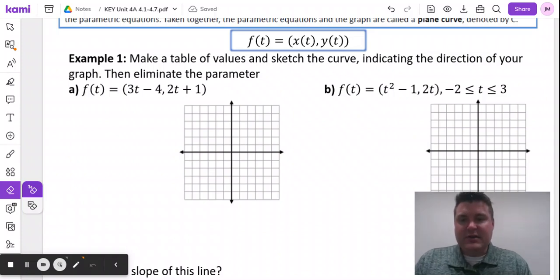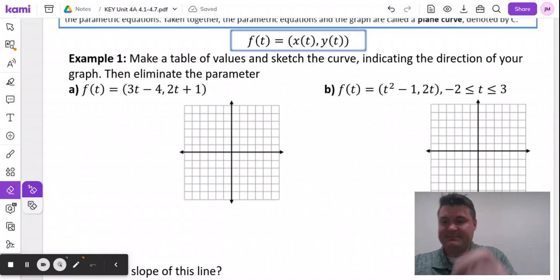So example 1 says to make a table of values and sketch the curve indicating the direction, and that's important. You have to indicate the direction for parametrics. And then we're going to eliminate the parameter afterwards. So we're going to do a couple things here.